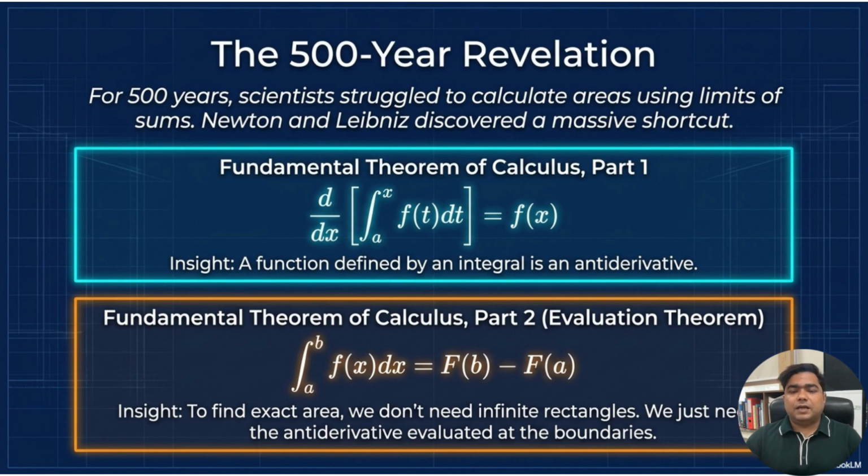Part 2 is often called the evaluation theorem. In spoken form, it says the integral from a to b of f of x with respect to x is equal to capital F of b minus capital F of a, where capital F is an antiderivative of f. This is very important. It means we do not always need to calculate infinite rectangles directly. If we can find an antiderivative, then we can evaluate the definite integral by subtracting its values at the boundaries. So the exact area under a curve can be found by using antiderivatives. This theorem is the bridge between differential calculus and integral calculus.